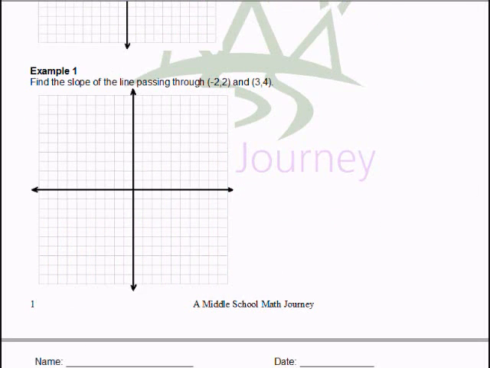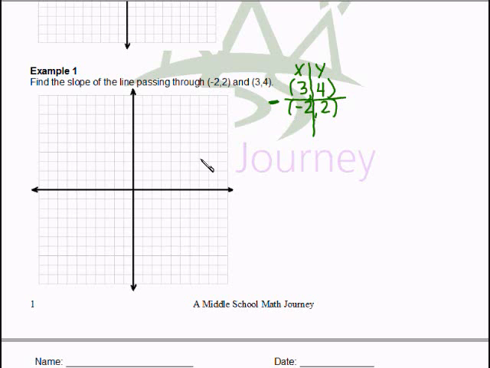Let's go on to example number 1. Our first point is -2, 2. Our second point is 3, 4. The reason I'm going to put these on top of each other is because it's easier to say these are my x coordinates and these are my y coordinates. If I set it up as a table and subtract, I'm able to take care of it.